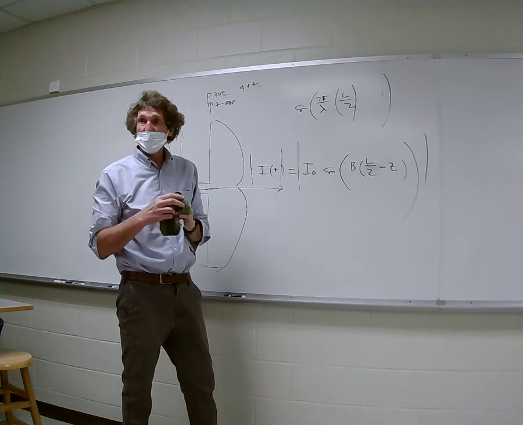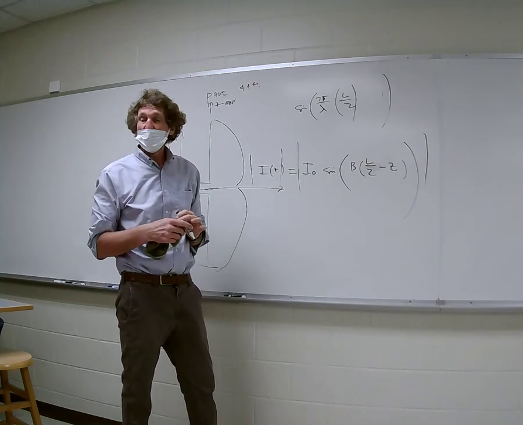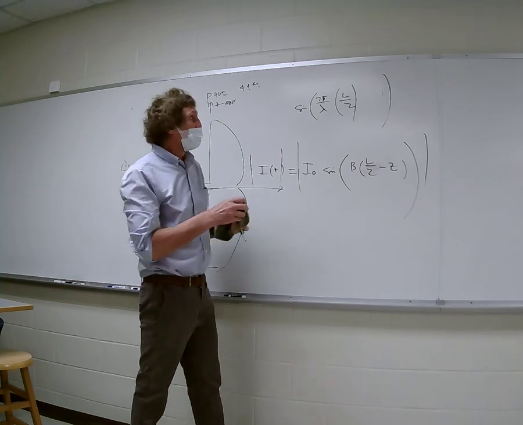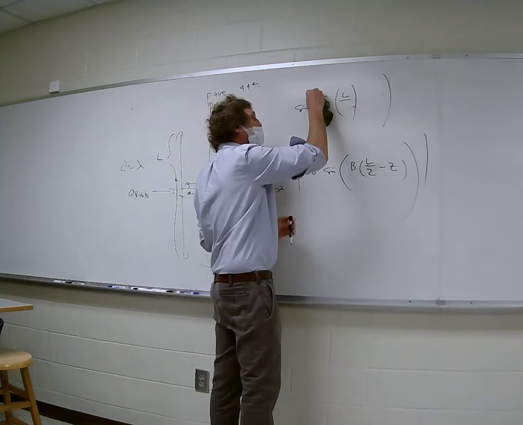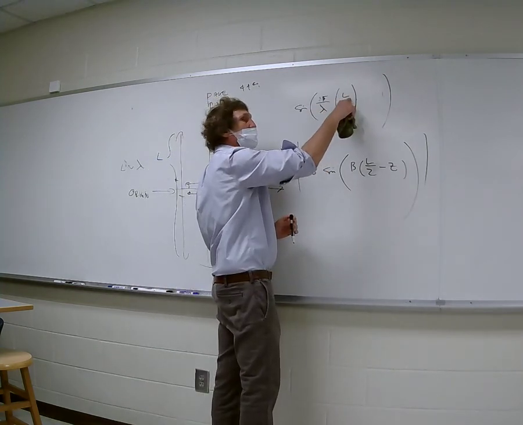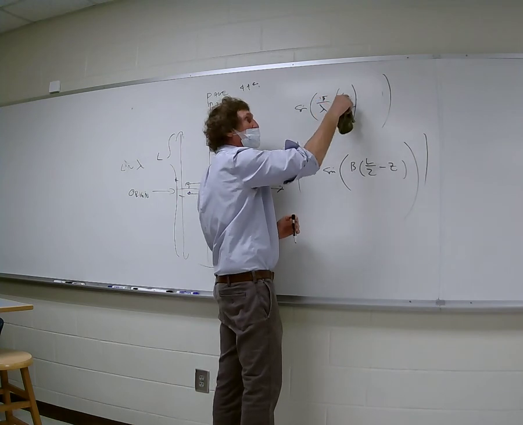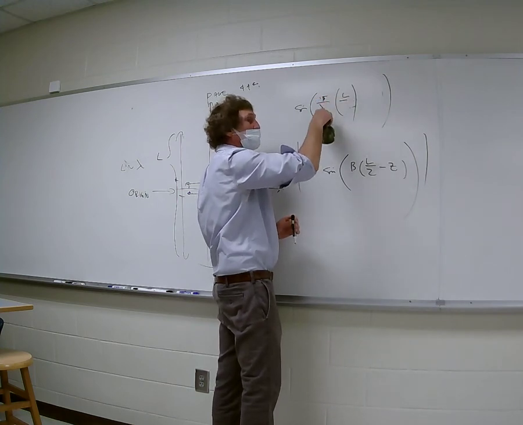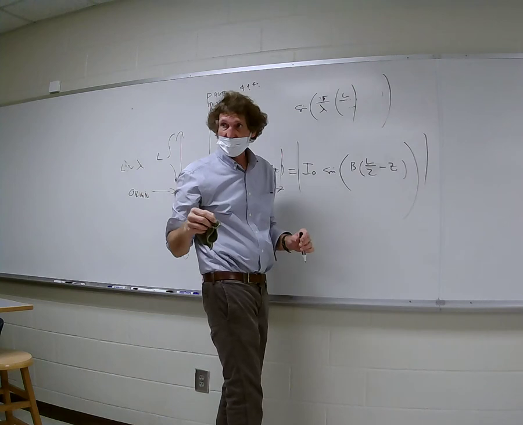Now what happens? Go ahead. Wouldn't the 2's cancel? Well, they do, but what happens here? If L was lambda over 2, then you get pi, lambda over 2 divided by lambda is pi over 2, sine of 90, right?